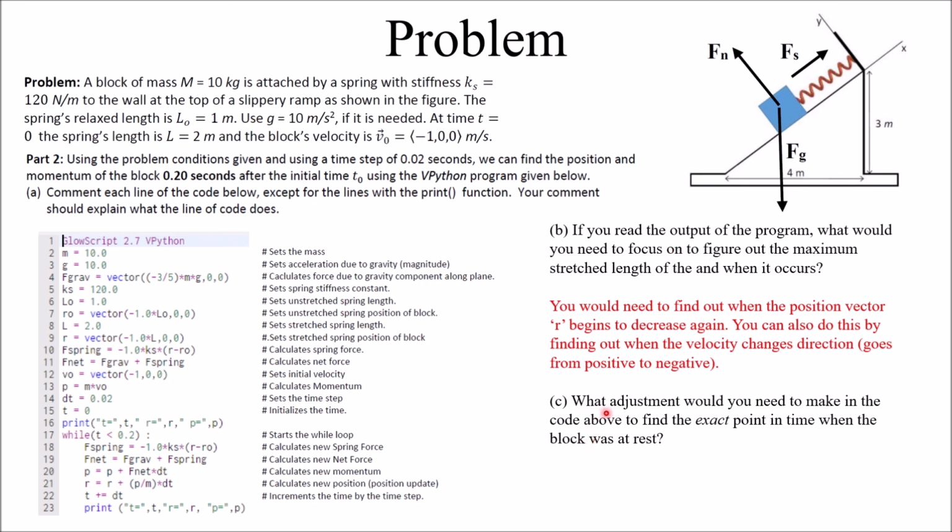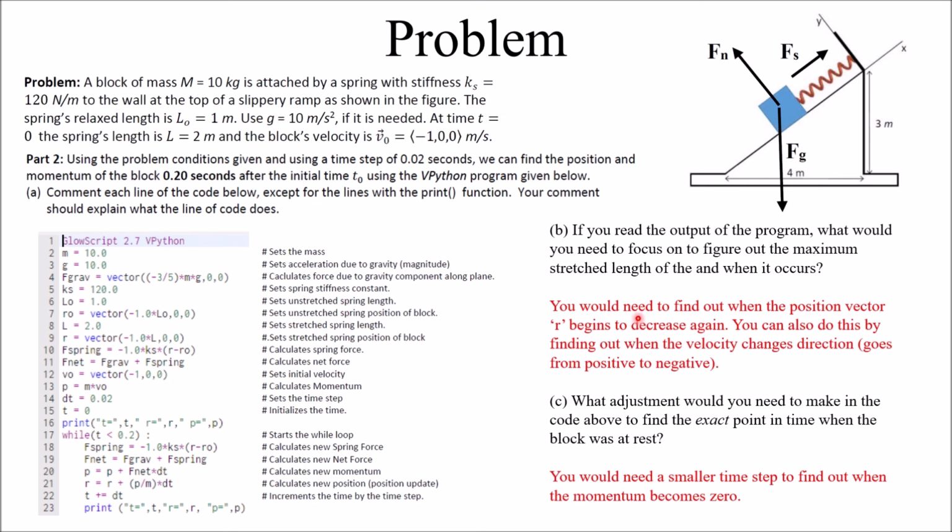Part C is asking, what adjustment would you need to make in the code above, right here, to find the exact point in time when the block was at rest. And so we would need a smaller time step to find out when the momentum becomes 0, basically. And so the smaller the time step, the more accurate you're going to be. And then we're basically looking for when is that momentum becoming 0, and then we know it's at rest. All right, so that's how you would work this problem or think about this problem in terms of coding.